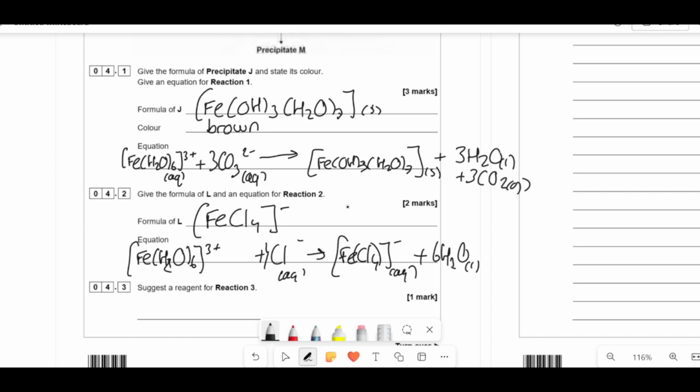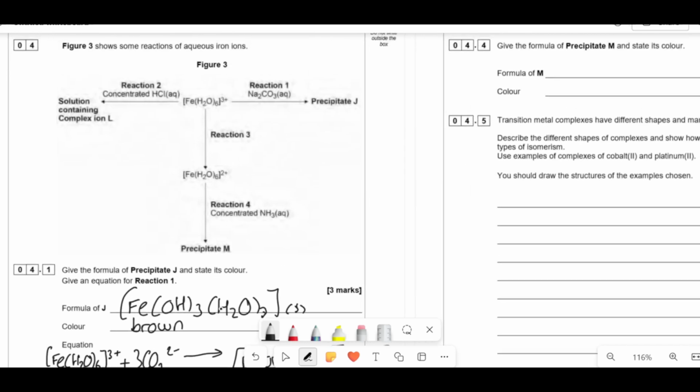So you can just do it like that, and that makes this a lot easier rather than sitting and memorizing like 200 equations. The bit that needs memorizing, unfortunately, is the color and the complex ion. The rest of it you can kind of fall into place. So this suggests a reagent for reaction 3. We're going from Fe(H2O)6 3 plus to Fe(H2O)6 2 plus. So the difference here is that this Fe must have gained an electron. So if it's gained an electron, something else needs to be oxidized. We need to add a reducing agent of some sort.